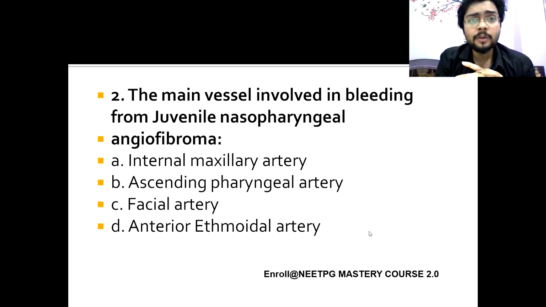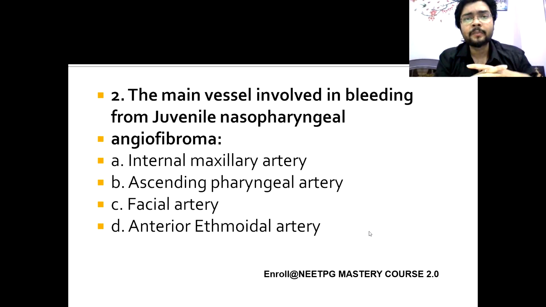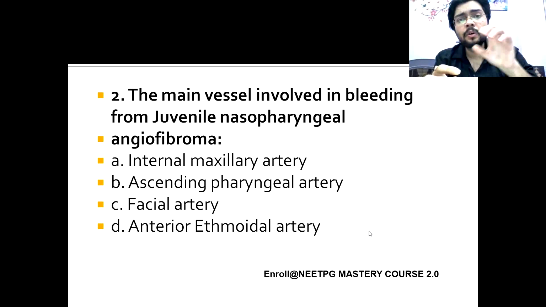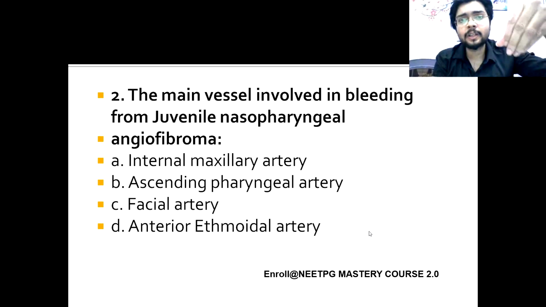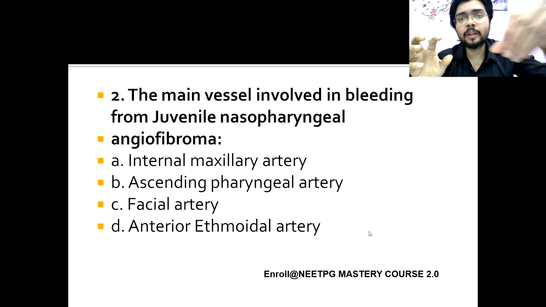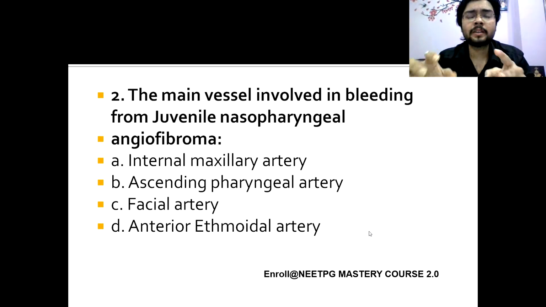So JNA, the main vessel. If I ask you, can you tell me the answer? Here the main vessel is the internal maxillary artery. Yes, when we remove the JNA, our first and main goal is to catch this internal maxillary artery. Why? Because our professors who taught us the surgery told us that surgery of JNA is like catching a snake. For catching a snake, you have to hold the head of the snake so that it is not able to bite you. Holding the head of the snake is similar to catching the internal maxillary artery for JNA.